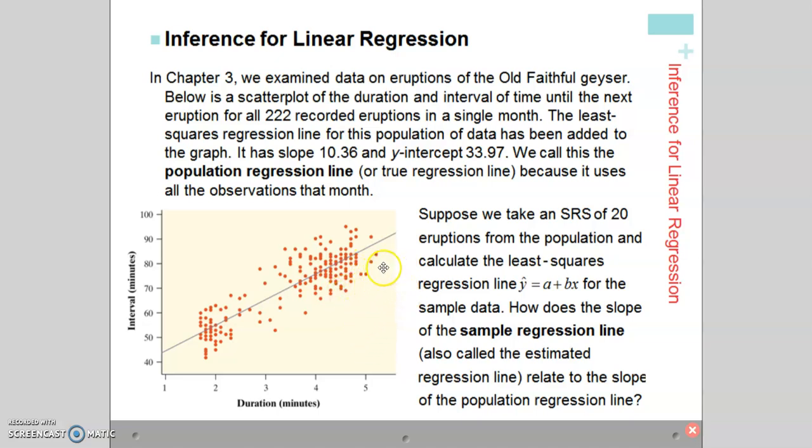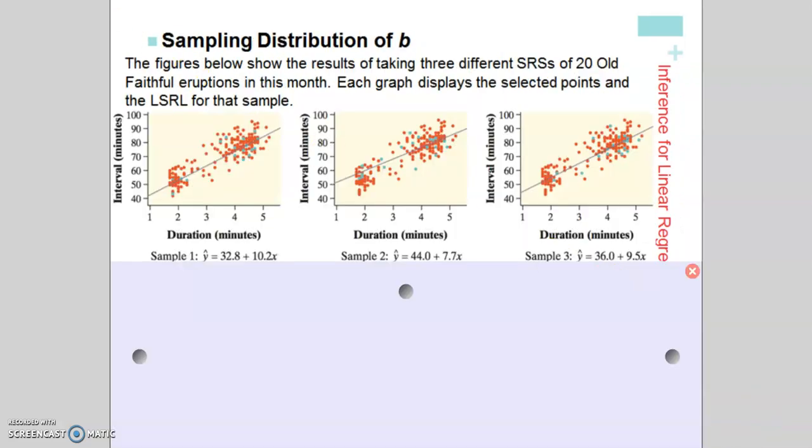Now, let's say that we took a simple random sample of 20 of these eruptions, and then for those 20, we calculate the least squares regression line for that sample data. So how is that sample regression line going to be related to this true regression line? Let's take a look at a few examples here.